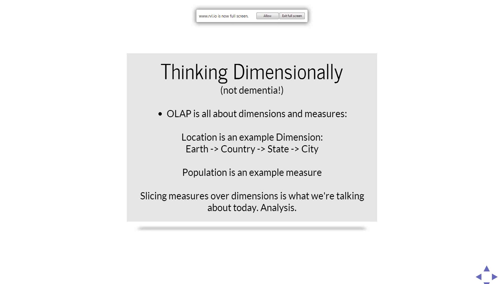So, what was I saying to Ernesto just before? A lot of people don't think dimensionally. One of the main things in OLAP is that when we talk about a dimension, it's a hierarchy. So going from a very broad to a particular dimension, like, we have a Food Mart example, which has basically the facts: somebody bought this product in this store on this date.